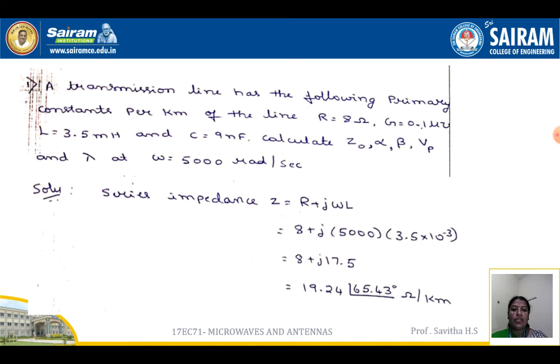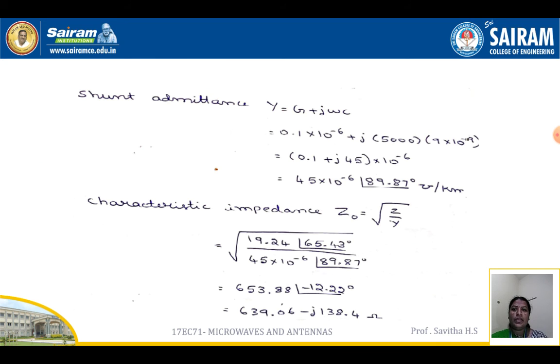If I substitute all the values, I'll get 19.24 angle of 65.43. Shunt admittance Y is equal to G plus j omega C. Again I'll substitute the values of G, omega and C. I'll get 45 times 10 to the power of minus 6 angle of 89.87 degrees. So characteristic impedance Z0 is equal to square root of Z by Y. After getting the values of Z and Y, we substitute them here. So I'll get 653.88 angle of minus 12.22. We can keep the answer in rectangular form, or else in polar form.